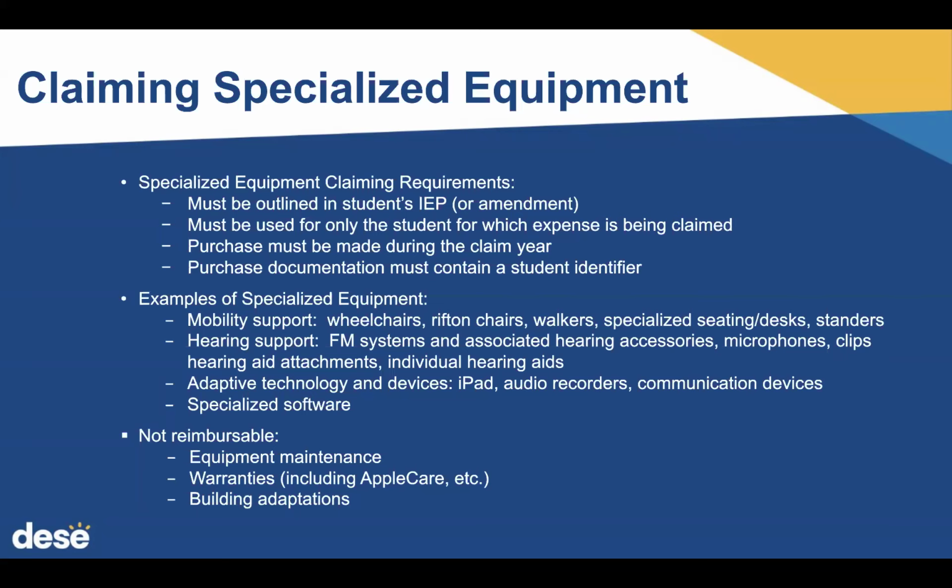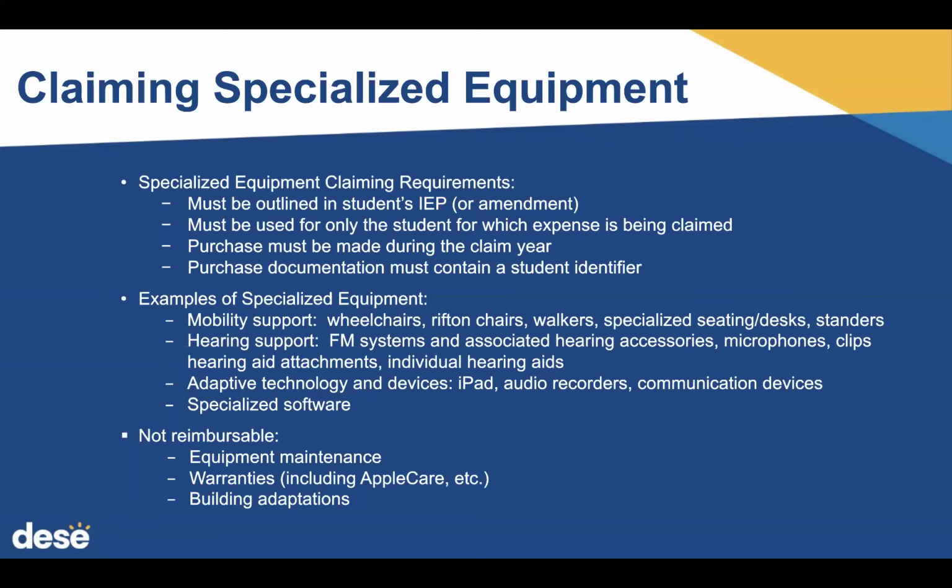The equipment purchase must correspond with the claim year. And very important, the equipment purchase must identify the student. Our gold standard is to have the student identified on the invoice by name, initials, or SASIT number. However, we will allow claims that contain the student identified in related requisition documents, including purchase orders.